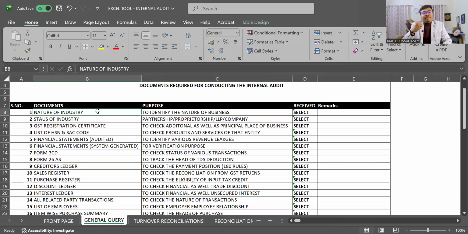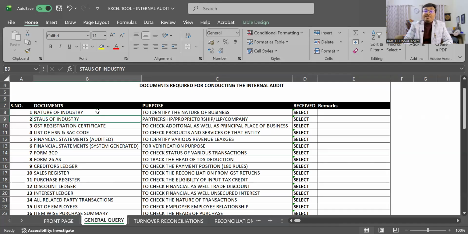First we need to identify the nature of activity and the nature of industry, whether it is a textile industry, and if it is, whether the person is involved in manufacturing or trading, or in job worker related activities, so that our audit process will move accordingly.